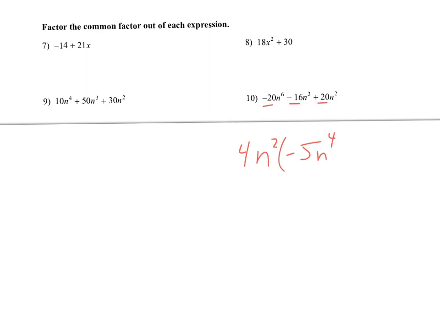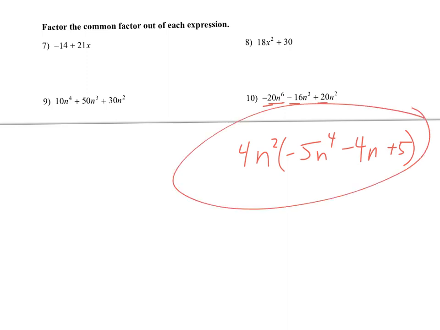You can kind of think of it like I had 6 n's in that term, and then I took out 2 n's, so I had 4 n's left. Next one here, I got to divide the 16 by 4, so that's 4. And then I took out 2 n's, so I only have 1 left over. And then lastly here, this will be plus 5, is 20 divided by 4. And then I took out both of those n's, so there's no n's left. So that's going to be my answer right there.